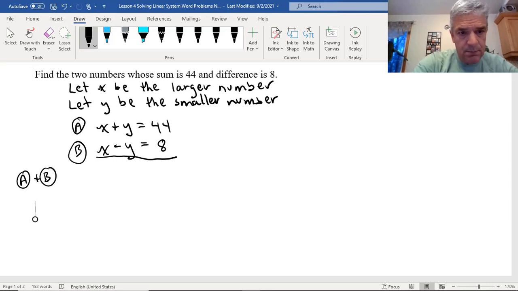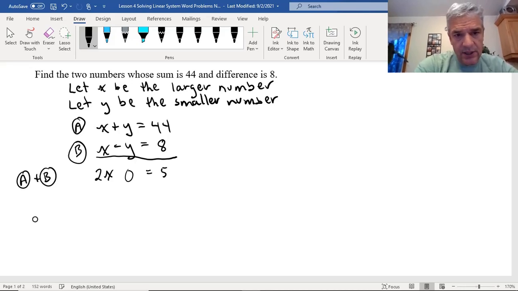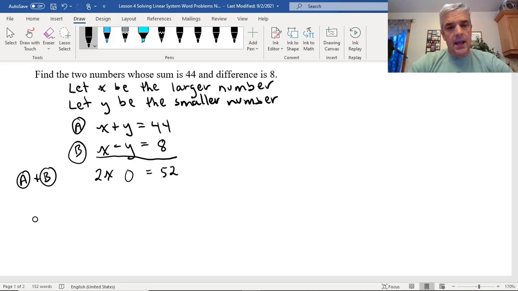And this here, X plus X, will give me 2X. Then I have positive y plus minus y, that would be 0. And then I have 44 plus 8, and that is going to be 52. And now I'm in a situation where I can solve for what x is because I've eliminated the y.